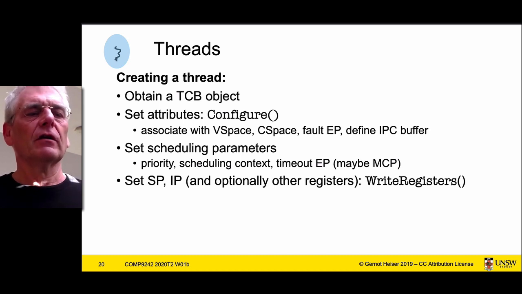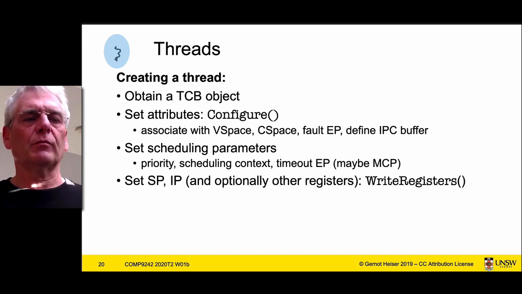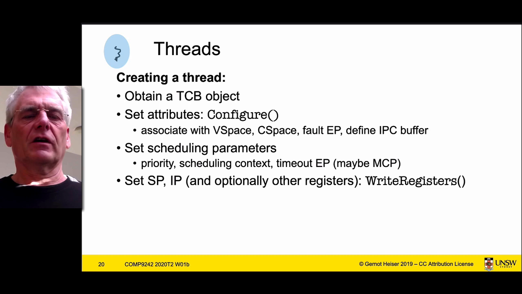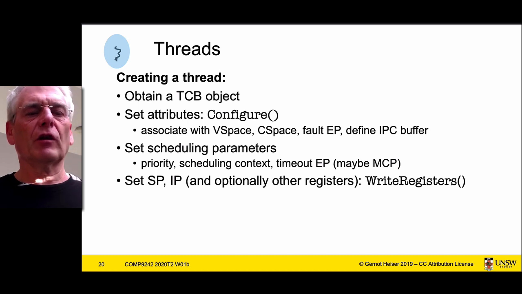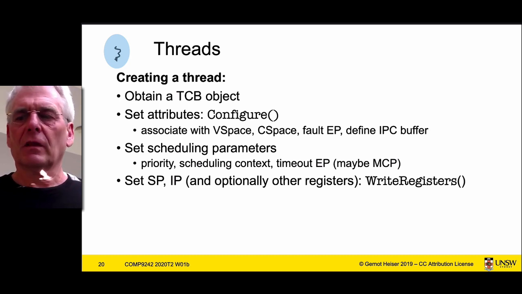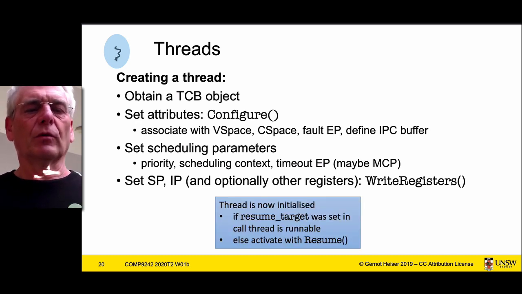We go through a few examples of what you do with them. So when you create a thread, there's a number of things you need to do. You obviously have to obtain, that is either create or reuse, a TCB object. And then there is a configure call that allows you to configure these thread attributes, so associating C-space, vSpace, endpoints, etc. And then you need to set scheduling parameters, and in order to make the thread runnable, give it a stack pointer and an instruction pointer, and possibly provide other register values. And this is done by the write registers interface. After going through that, your thread is initialized and in principle can run.